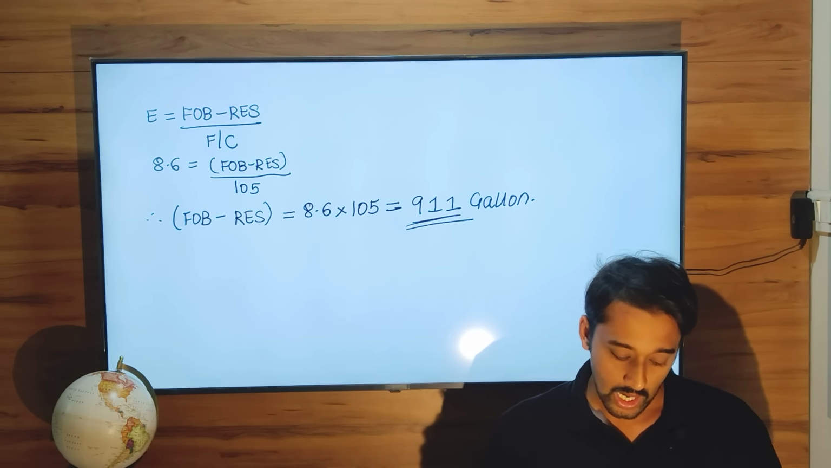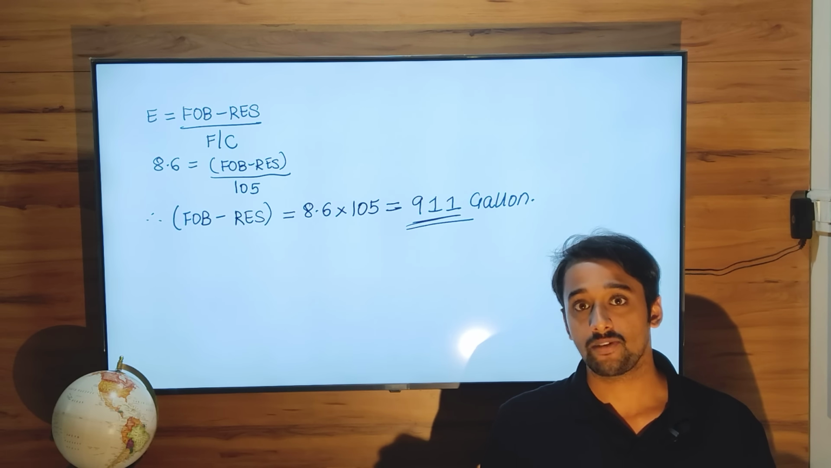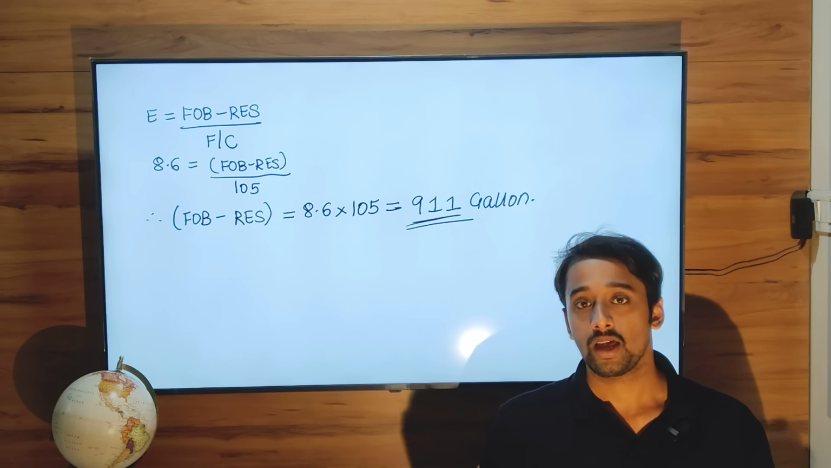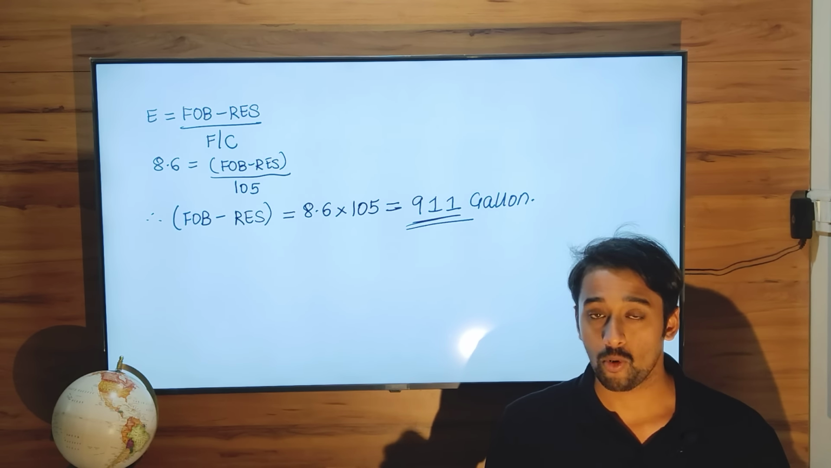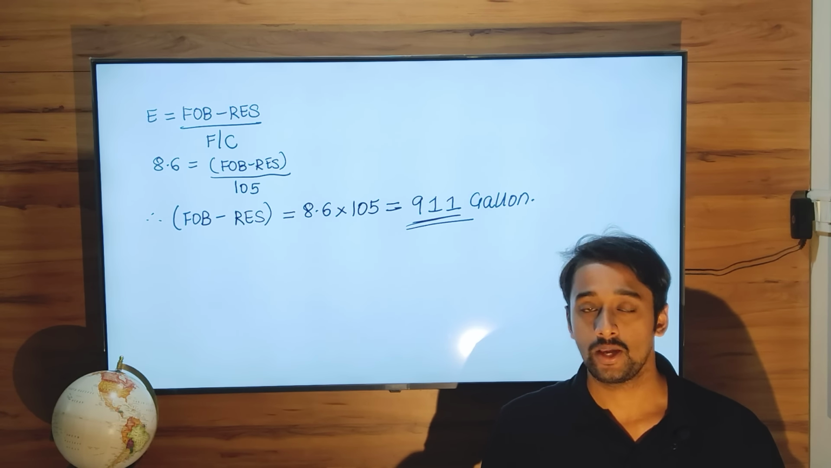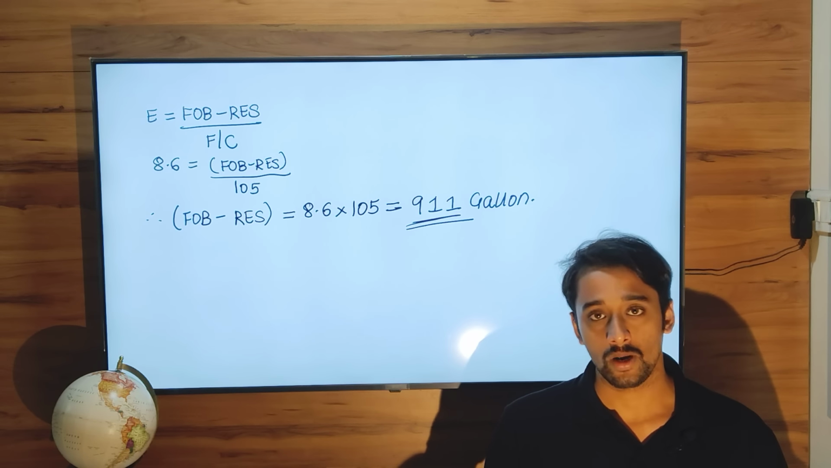Okay, so I hope you have understood this sum and all the three sums that we have done today. With this, I hope that you are comfortable solving all the questions from critical point and point of no return. Also, it is very important to know the theory of this chapter, so do watch the theoretical video that I have uploaded. If you have any doubts or questions, let me know in the comment box.